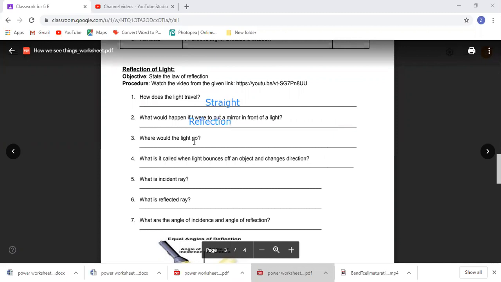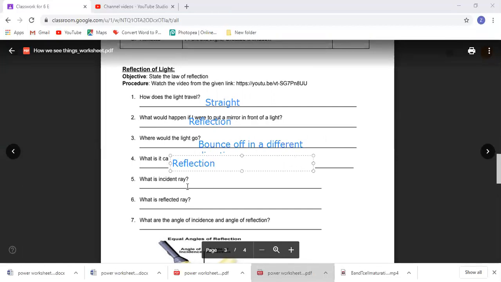Where would the light go? So the light will bounce off in a different direction, and usually opposite. Then what is it called when the light bounces off an object? So this phenomenon is also called reflection. So reflection is going to come over here again.